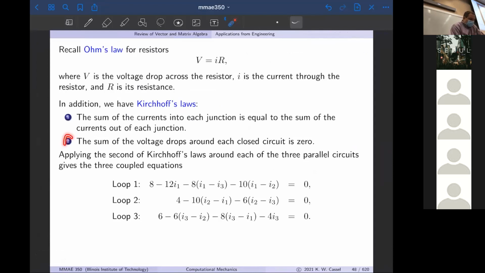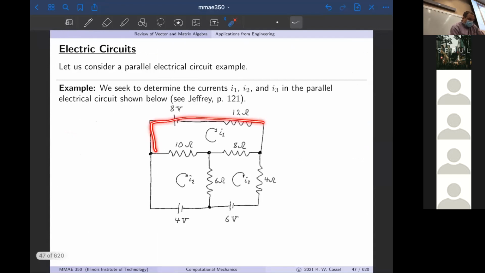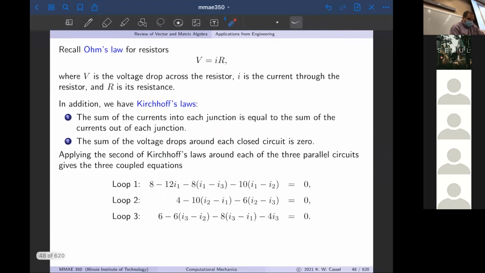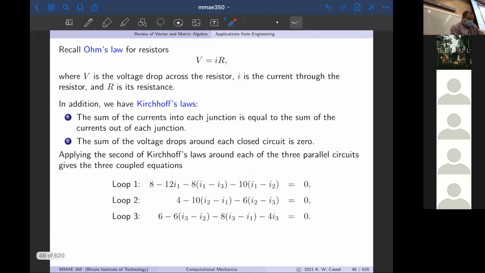So if we take that second Kirchhoff's law and apply it to each of our three parallel circuits, 1, 2, and 3, you'll get 3 equations. So loop 1, loop 2, loop 3. So let's just walk through loop 1. So I have an 8-volt source. So that's a +8.